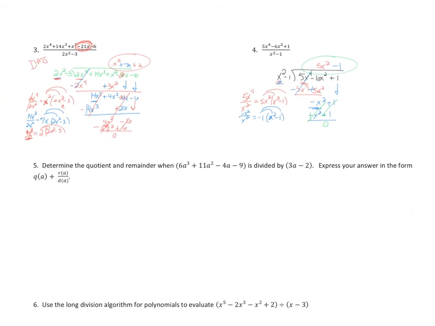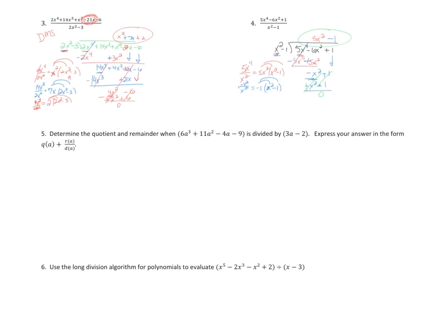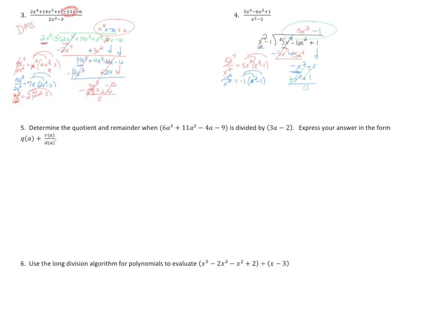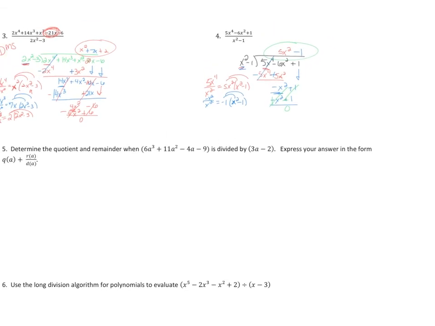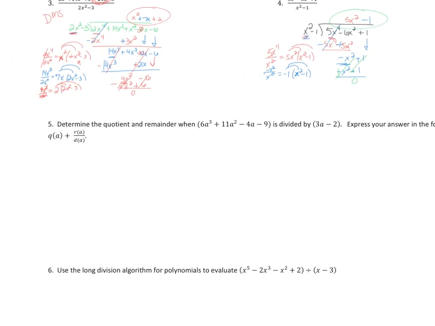So the next question says, determine the quotient and remainder when this is divided by that and express your answer in the form Q(a) plus R(a) over D(a). Now, this is really not supposed to confuse you. It's supposed to just tell you that your answer is going to be the quotient plus the remainder over the divisor. Okay? If there's no remainder, this won't exist. But if there is a remainder, that part will exist. All right? So let's see what happens.